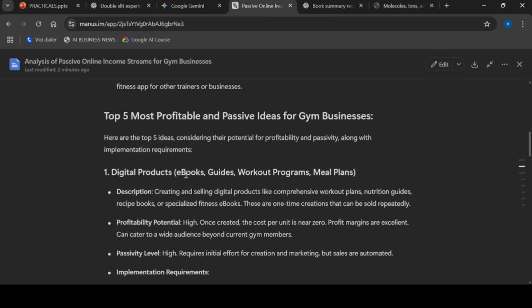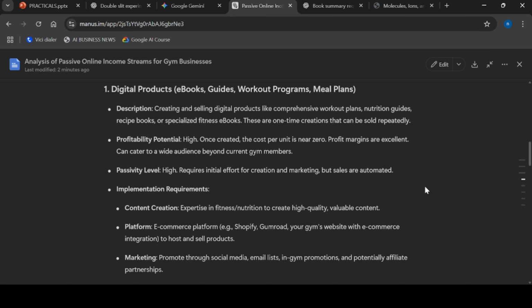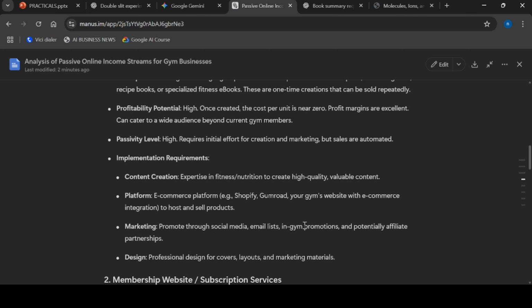One, digital products: ebooks, guides, workout programs, meal plans. Description: creating and selling digital products like comprehensive workout plans, nutrition guides, recipe books, or specialized fitness ebooks. These are one-time creations that can be sold repeatedly. Yes, it has given us the first idea. Now what is the implementation? Content creation, expertise in platforms, e-commerce platforms, Shopify, Gumroad, marketing, promote through social media.